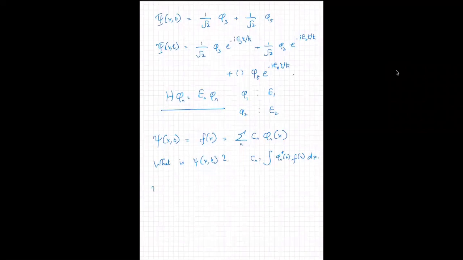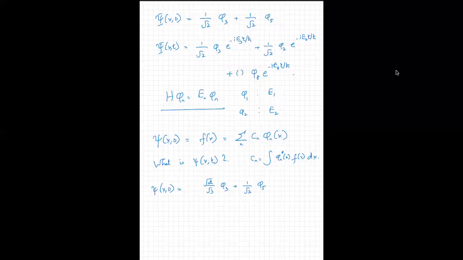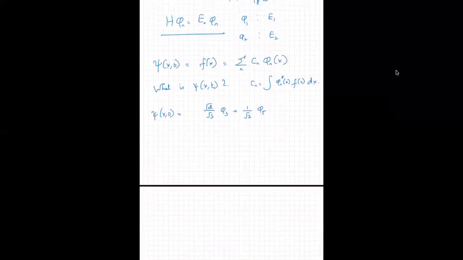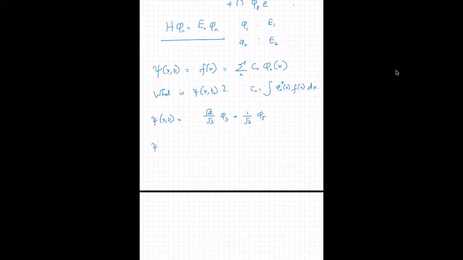So you're going to say psi of x comma 0, the function that you gave me, can instead be understood as, let us say, 2 over root 3 times phi 3 plus, let us say, square root of 1 over root 3 phi 5. Okay, so you have done this linear combination and you have found that all Cn's except for C3 and C5 are 0. Once you have done this part, psi of x comma t is very easy for you.